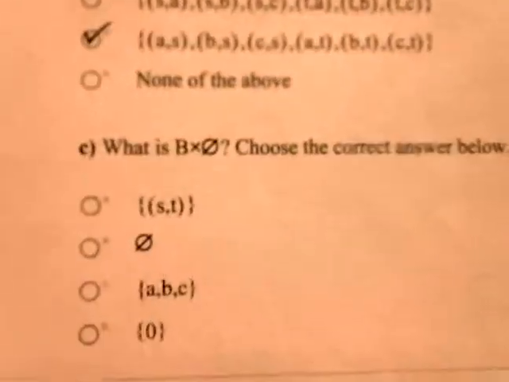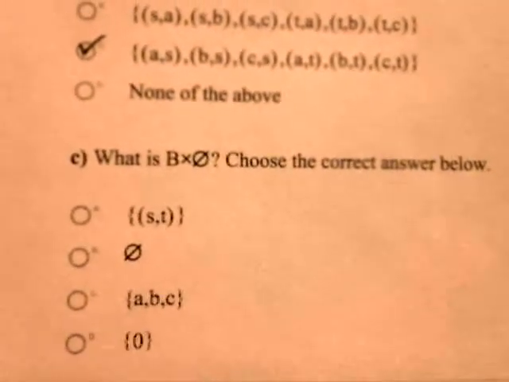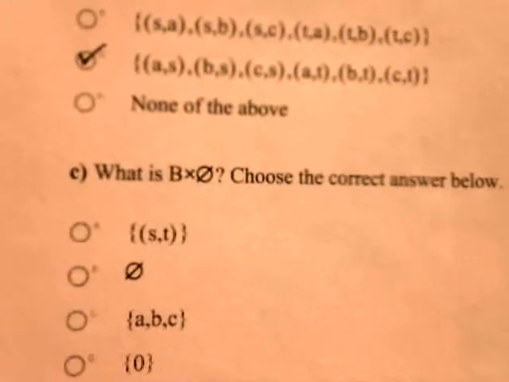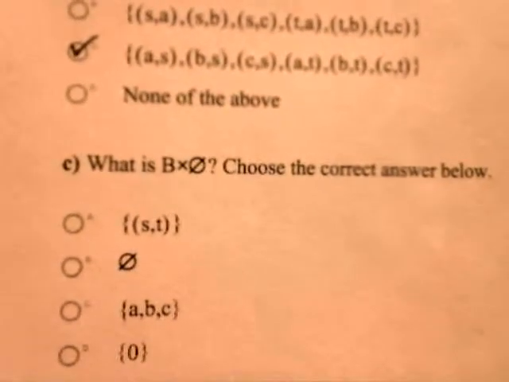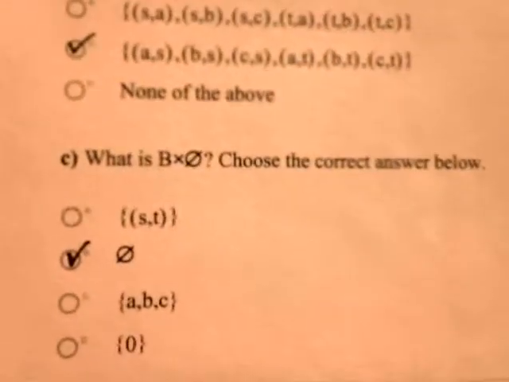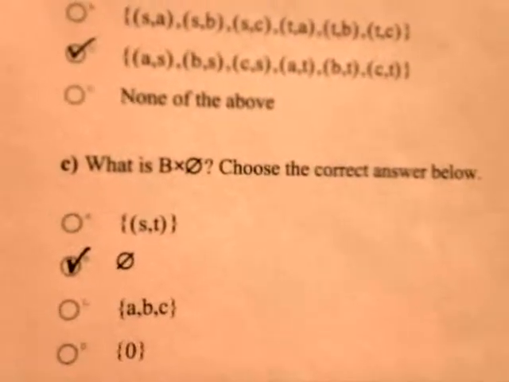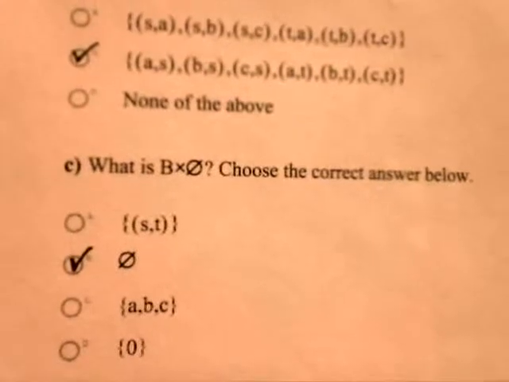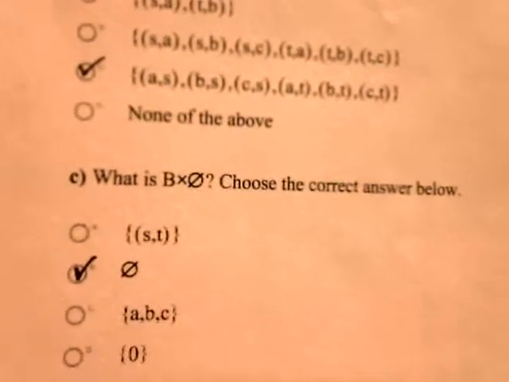And then part C, what is B cross the empty set? Well, the empty set has no elements in common, so if you have a set being crossed with an empty set, it's automatically going to be the empty set. Always, because that's one of the properties of doing the Cartesian product of a set with an empty set. It is always going to be the empty set.